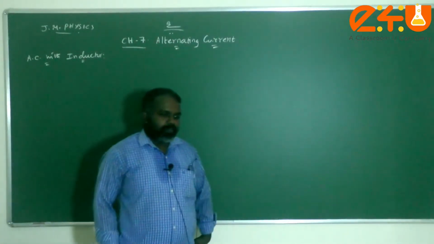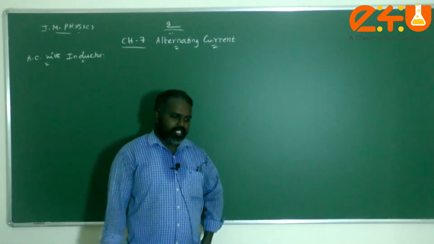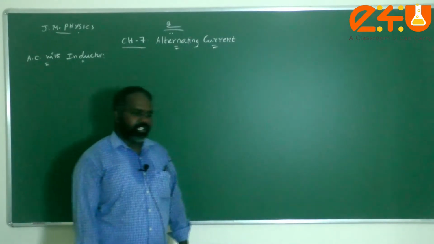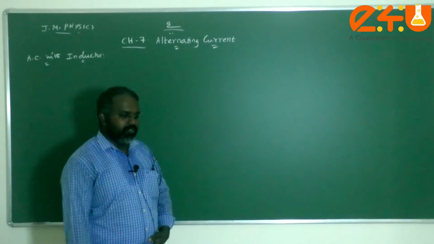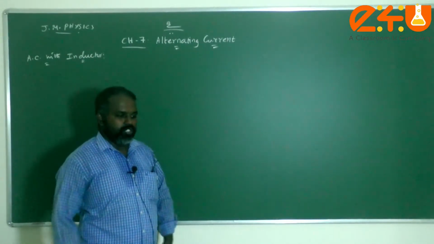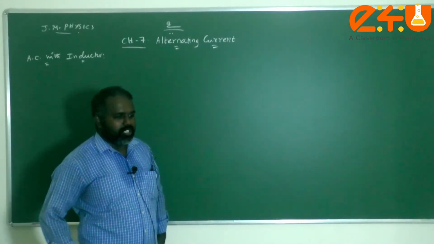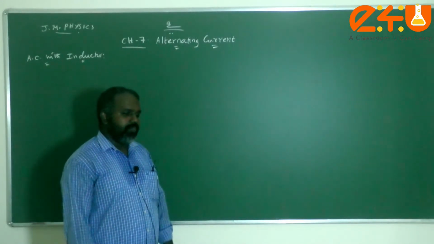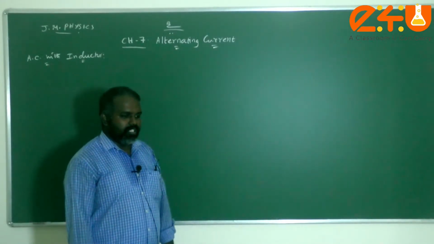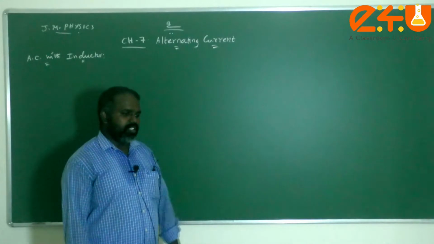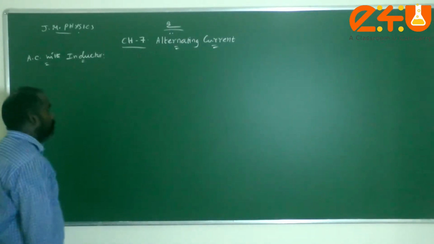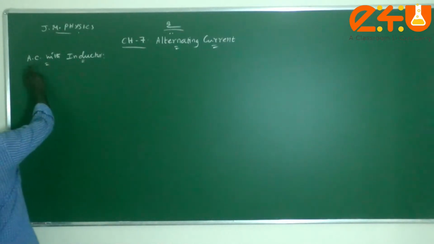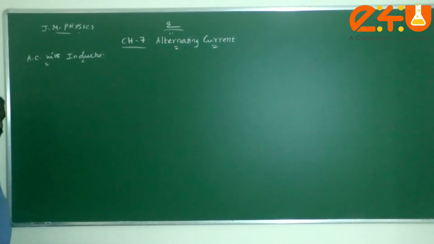Hello students, in the previous lectures we discussed the basics of alternating current and how to find the average value for half cycle and full cycle time durations for the time varying function, and then we discussed AC with resistor and RMS value. By continuation of the topic, today we are going to discuss AC with inductor.